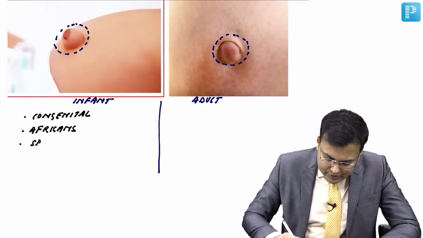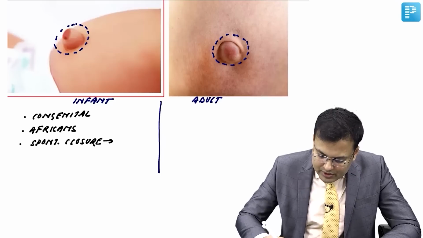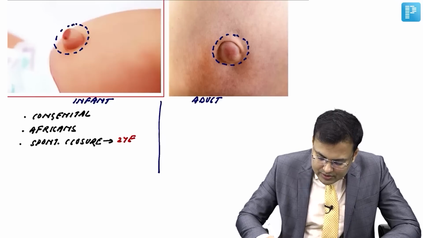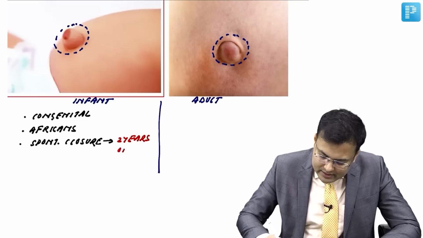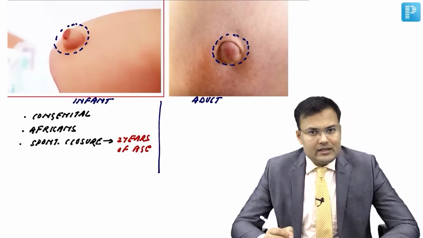So there is spontaneous closure. You have to remember the age, and this spontaneous closure occurs by 2 years. It occurs by 2 years of age. What happens in adults? In adults, it is acquired.